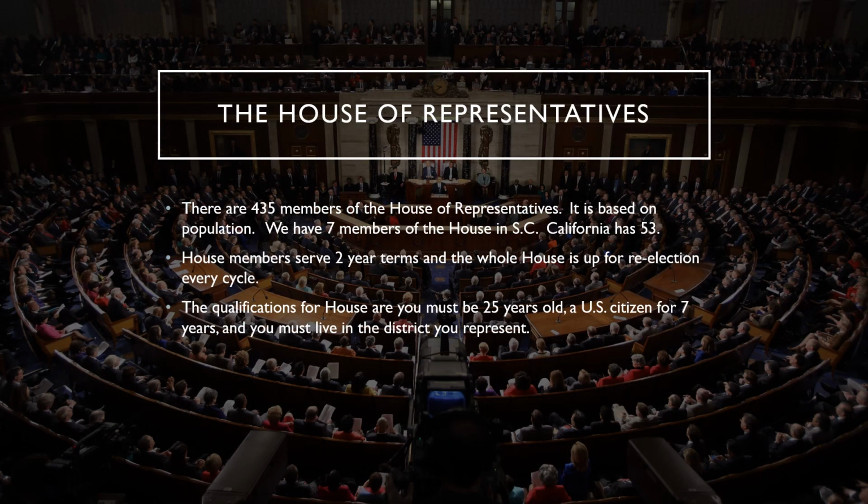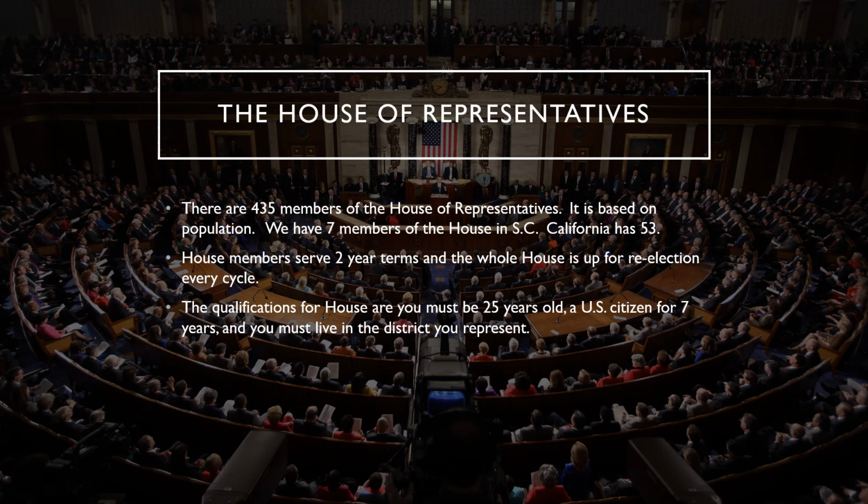In the House of Representatives, you can see it's a much larger chamber. There are 435 people in the House of Representatives. It's based on population. To give you an example, we have 7 members in South Carolina, because we're a relatively small state. Wyoming only has 1 because they're a really small state population-wise. But California has 53. California has the most. We have 7. Wyoming has 1.